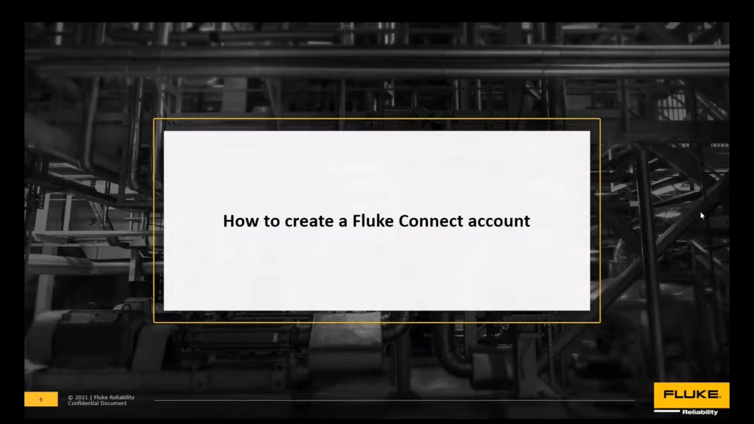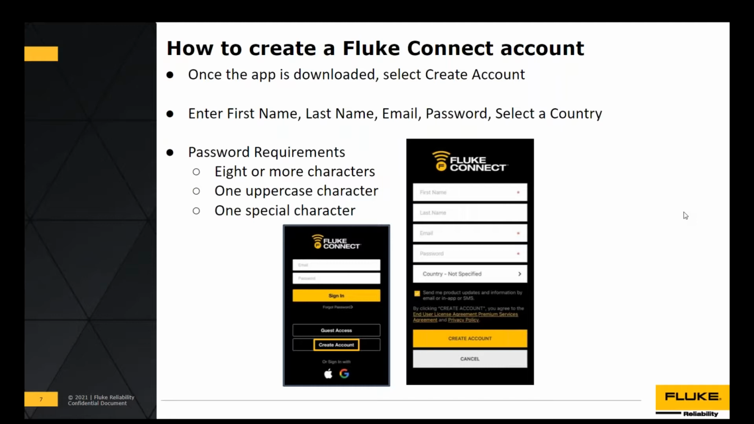Next, let's go over how to create a Fluteconnect account. Once you download the app, you'll be taken to this home screen or login screen. Below where you put in your email and password, we have a few different options. The first one, we'll go over the create account. You'll enter in your first and last name, your email address, and the password, and then you can select the country.